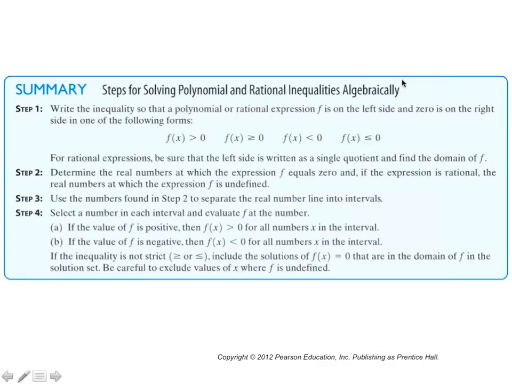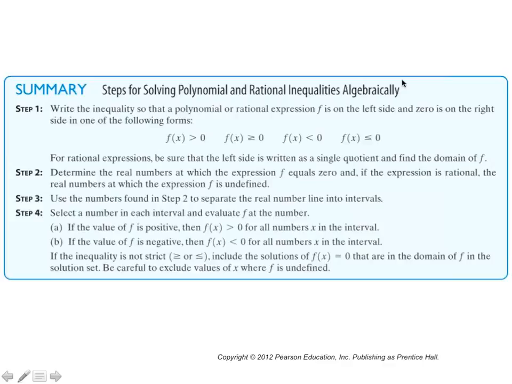Step 3 is to take a number line and divide it into intervals using the numbers from step 2. And then step 4 is to pick a test point that lives in each of those intervals and then determine if the value is positive or negative when you substitute it back in. And then if you're looking for greater than or equal to 0, then you're going to take the positive pieces. If you're looking for less than or equal to 0, then you're going to take the negative pieces.